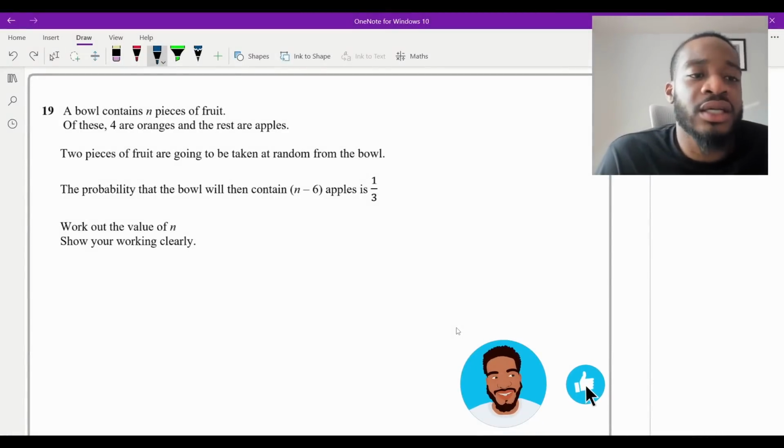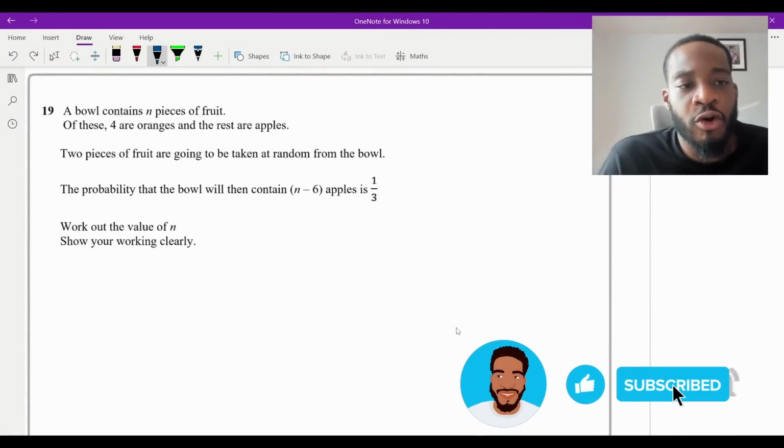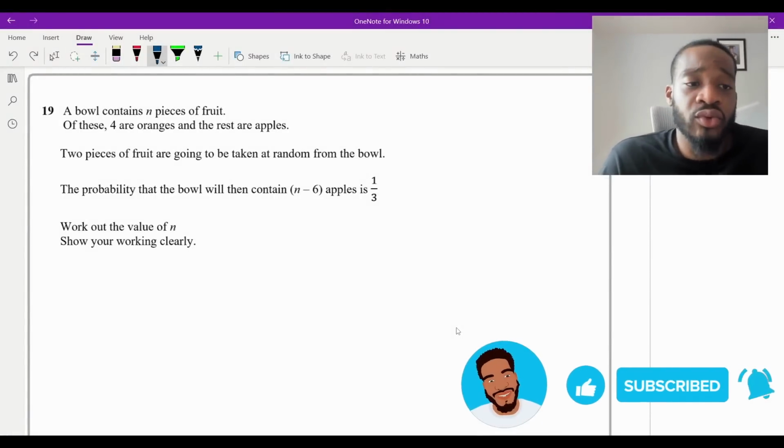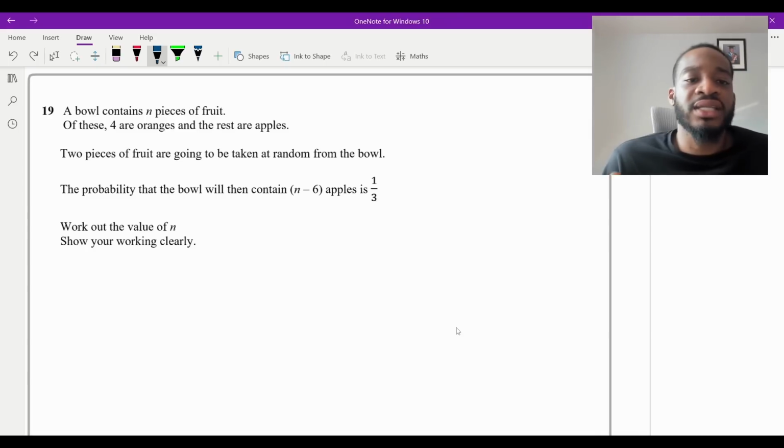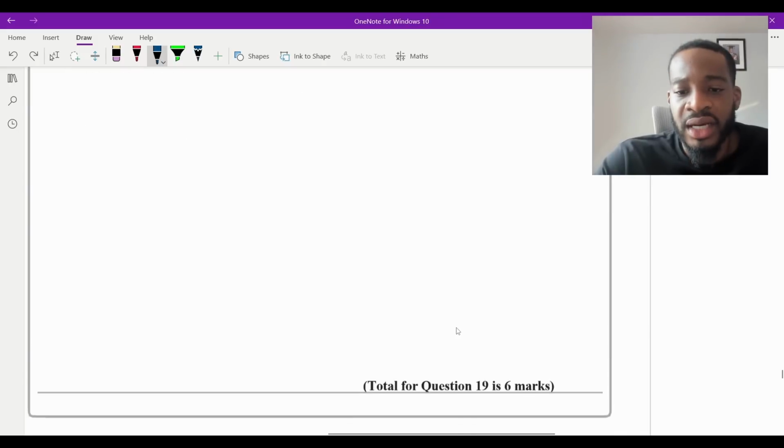Okay, so question 19 says a bowl contains n pieces of fruit. Of these, 4 are oranges and the rest are apples. 2 pieces of fruit are going to be taken at random from the bowl. The probability that the bowl will then contain n minus 6 apples is 1/3. Work out the value of n, show your working clearly, and this is a whopping 6 marks.